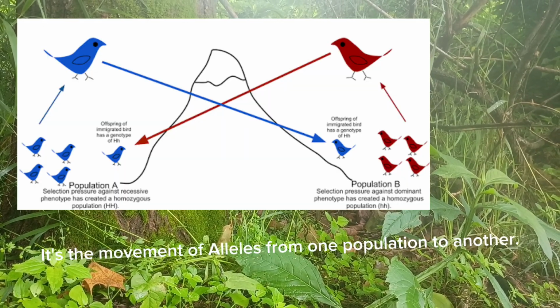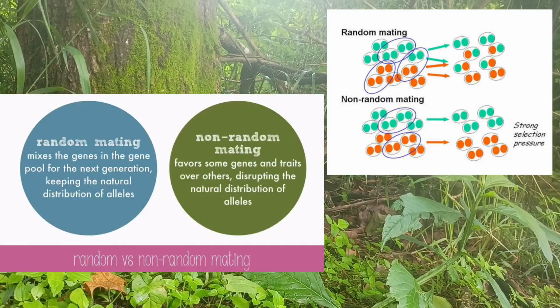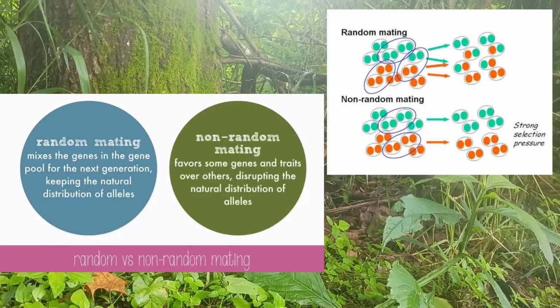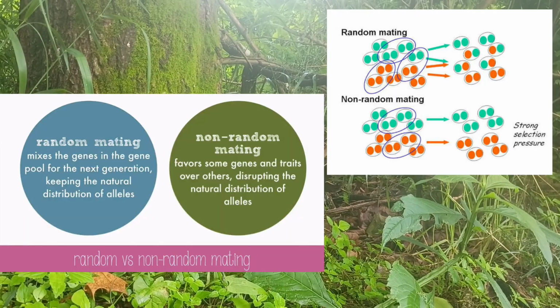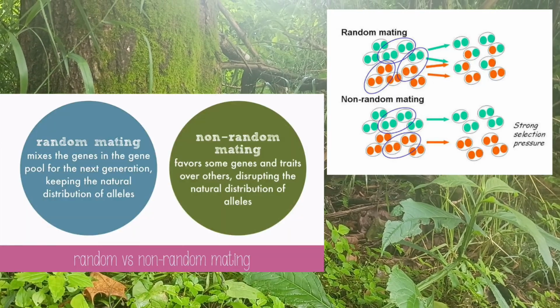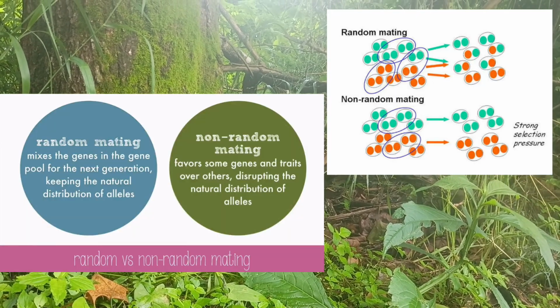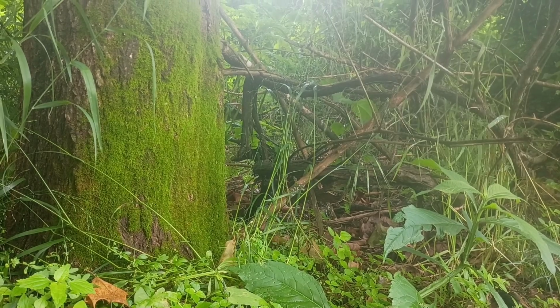And finally, you have non-random mating. This is when individuals choose mates based on specific traits. It includes assortative mating and self-fertilization in plants. This does not change allele frequencies, but it alters genotype frequencies, affecting natural selection.